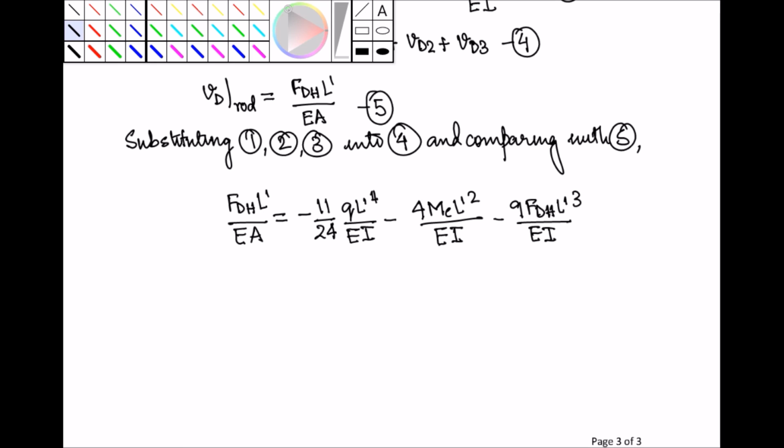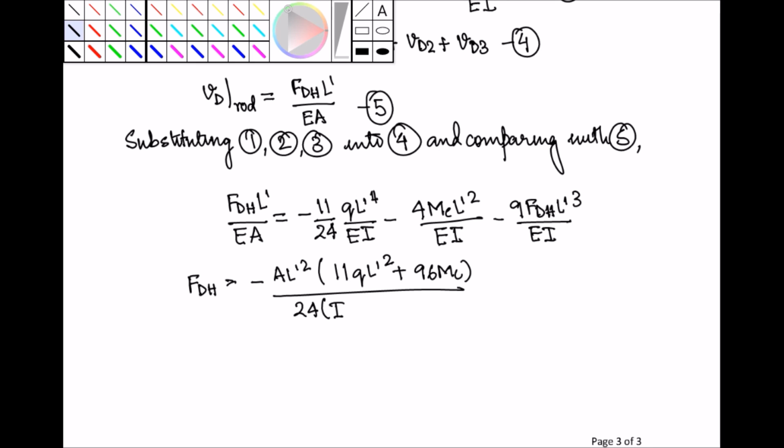So if we solve this equation for FTH, we will have FTH equal to minus A L prime squared multiplied by 11 QL prime squared plus 96 MC, divided by 24 times I plus 9 A L prime squared. This is the force that we wanted.